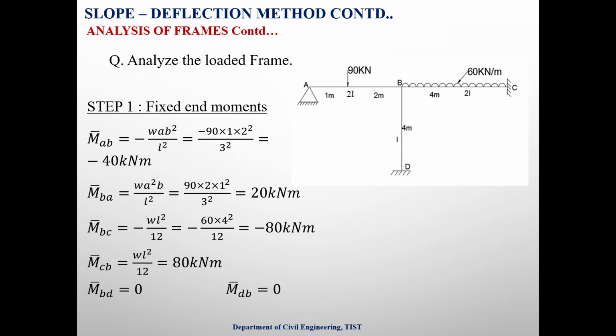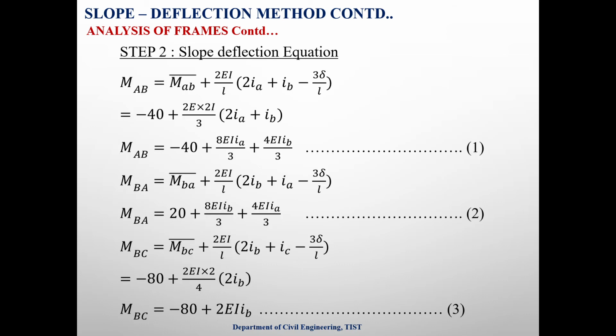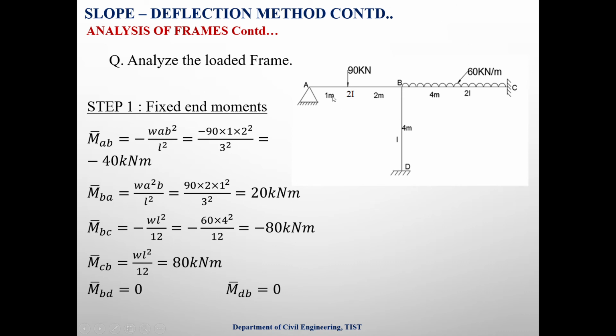After getting the fixed end moments, write the slope deflection equation. From the figure we can find out that A is a simply supported end, which means there is a value of θA. D is fixed, which means θD is equal to 0. C is also fixed, that means θC is equal to 0. Then θA is there, θB is there, θC is 0, θD is 0.